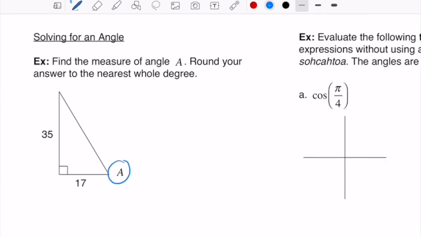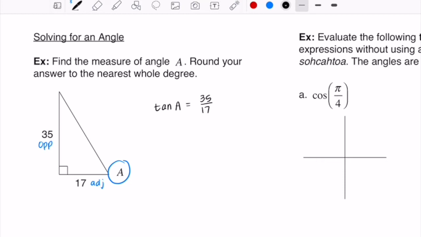So we'll circle our reference angle. The 35 is opposite angle A, and the 17 is adjacent to angle A. And so because I have opposite and adjacent, I know I'm going to be using tangent. And so I'll set up my trig ratio to solve. So I'll say that the tangent of angle A is equal to 35 over 17.